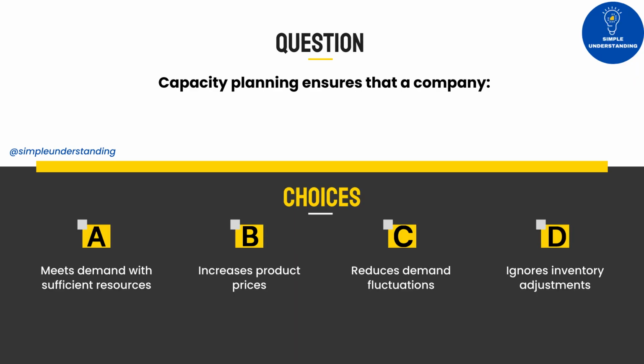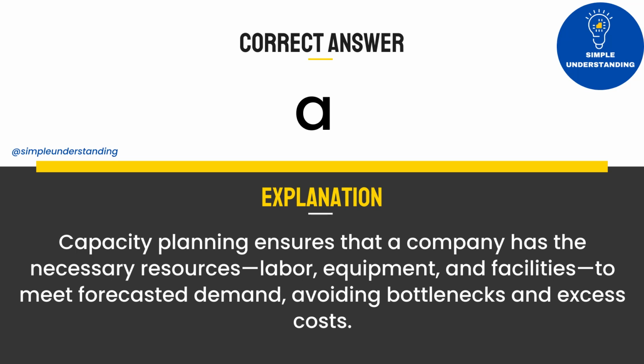2. Capacity planning ensures that a company meets demand with sufficient resources. B. Increases product prices. C. Reduces demand fluctuations. D. Ignores inventory adjustments. Answer A. Explanation: capacity planning ensures that a company has the necessary resources, labor, equipment, and facilities to meet forecasted demand, avoiding bottlenecks and excess costs.